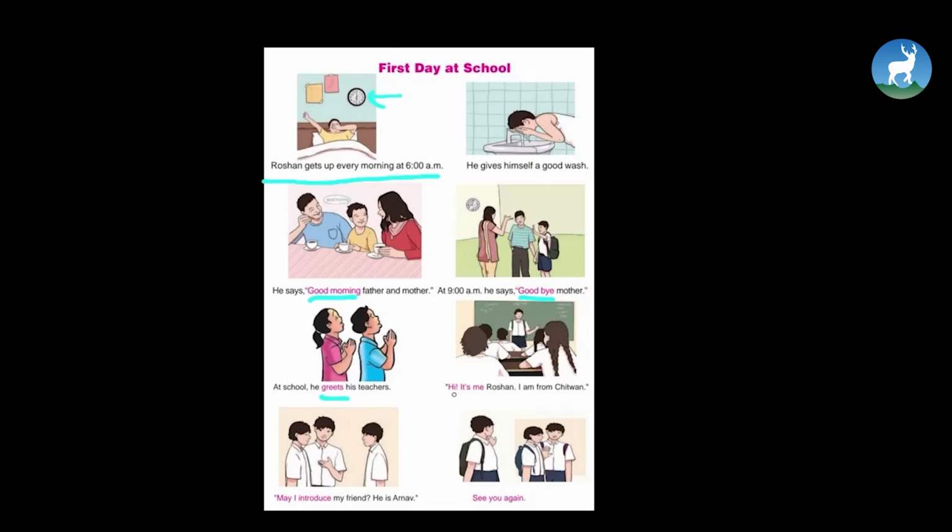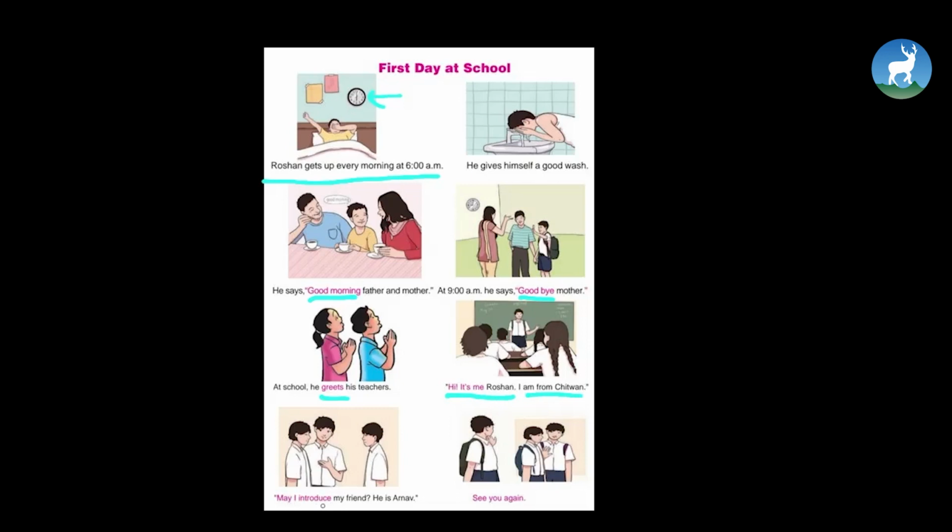Now, here, he is introducing himself in front of the class. He says, "Hi, it's me Roshan. I am from Chitwan." He first reveals his name and he also says where he is from.